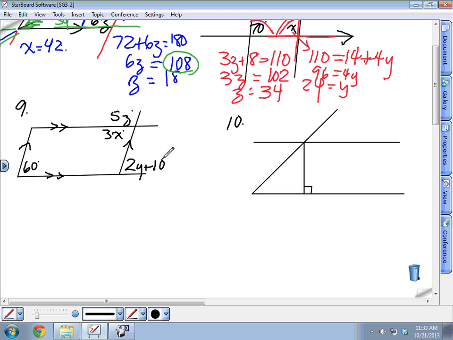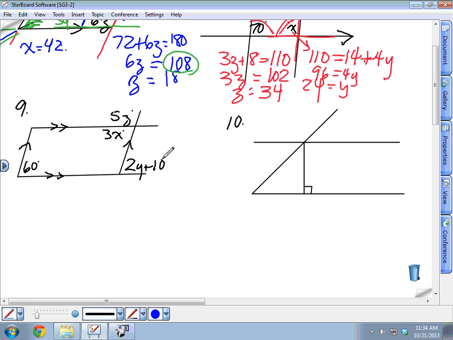Which is the easiest to solve? In this case, what's the easiest to solve for? 3x, I guess. I think they're both pretty easy, but you cannot solve 3x. It might be equal to this one over here, 2y plus 10, but what's it going to do for you? It won't do anything. And knowing that these two up here are supplementary, the 3x and the 5z isn't going to help either.